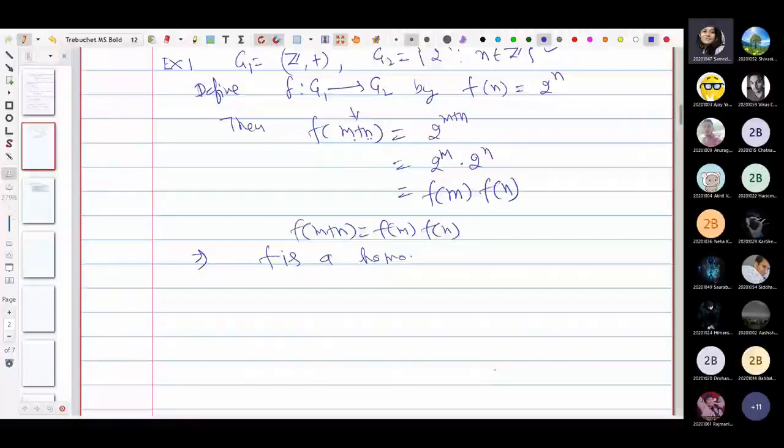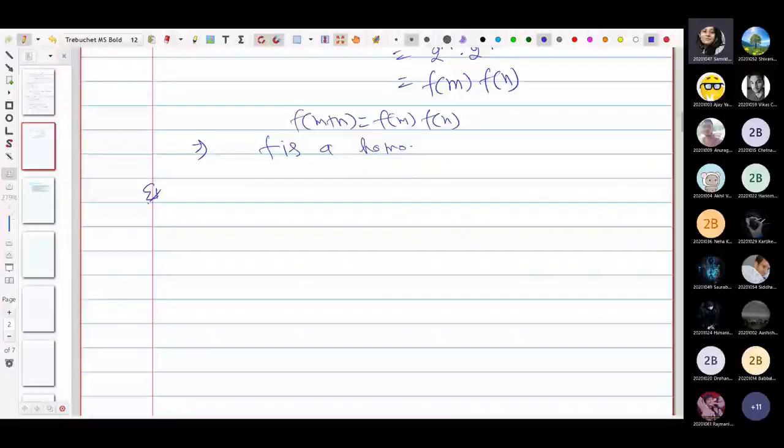So let us take another example, example number 2. Let us take G1 equals the set of integers, and G2 equals G1. That is, we are taking both the same, G1 and G2. And define.